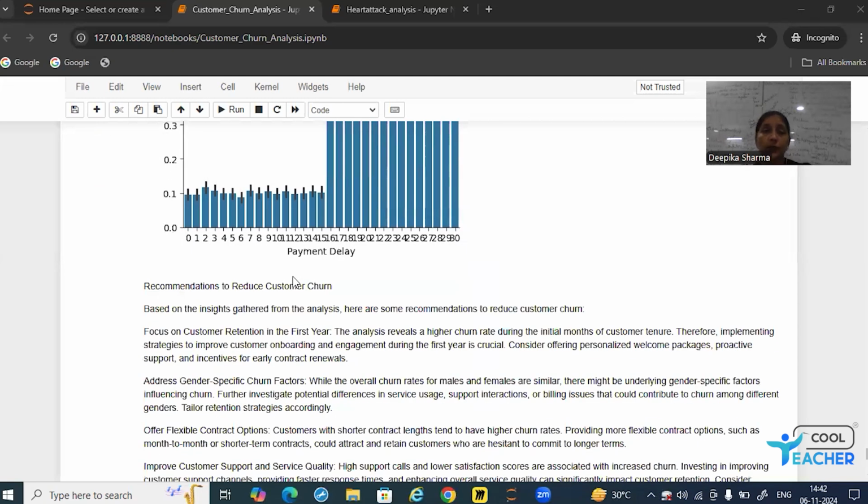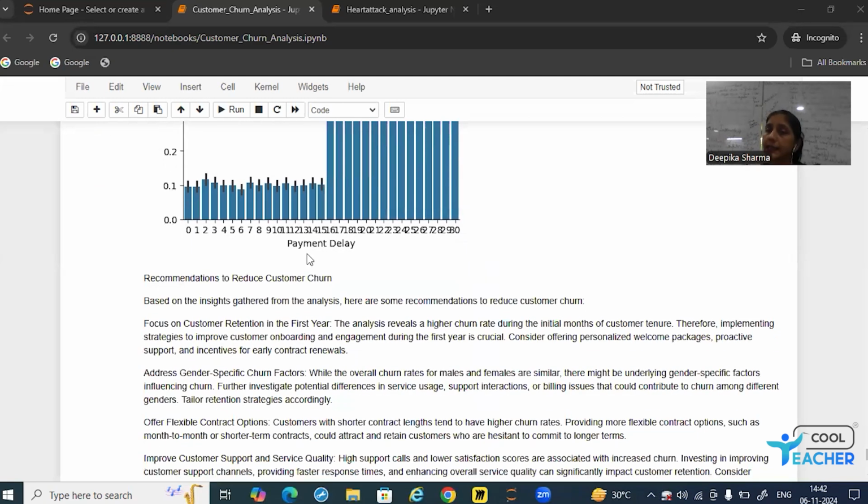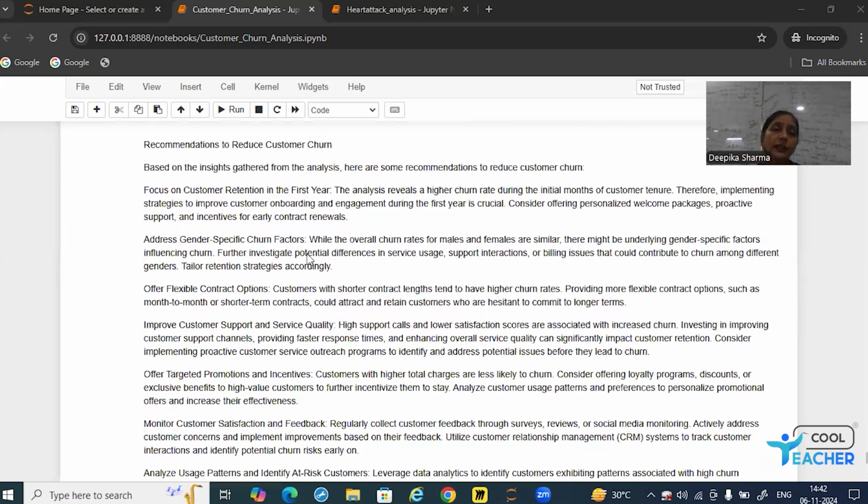Now, after doing so much data analysis, Pandas data analysis, as well as the visualization, I did it here. So there are certain recommendations to reduce customer churn, which companies have to follow. Based on the insights gathered from the analysis, here are certain recommendations to reduce customer churn.